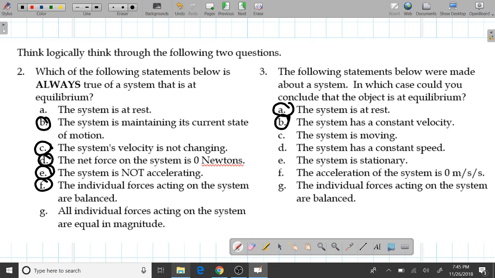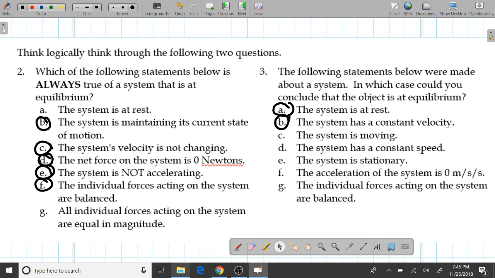The object is moving at a constant speed. Now, this is a kind of tricky one, because something can be moving at a constant speed while at the same time changing directions. For example, if something is moving in a circle, and we're going to talk more about this when we get to circular motion, it can be moving at a constant speed in the circle, but it is also changing directions. If it's changing directions, then its velocity is not constant, so we can't conclude that that system is at equilibrium.